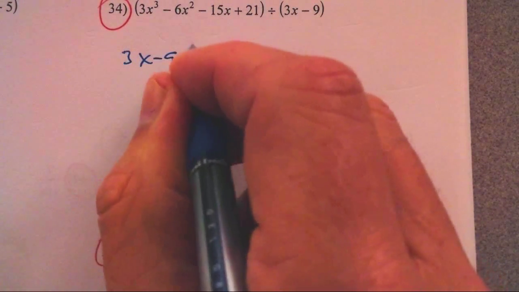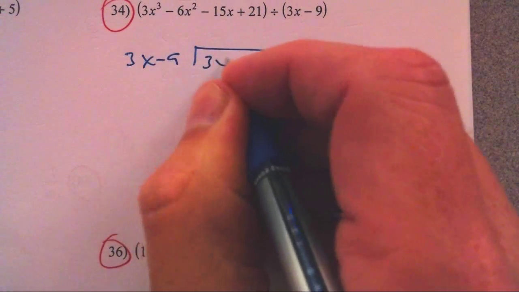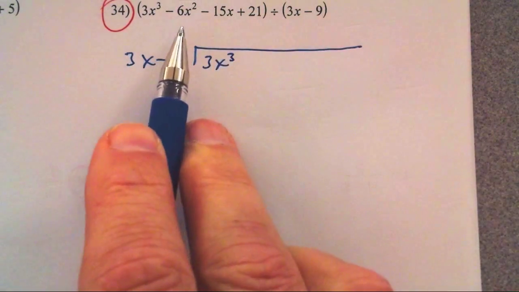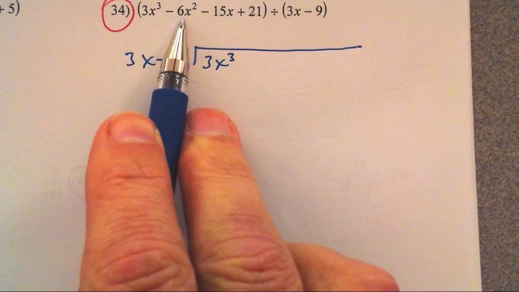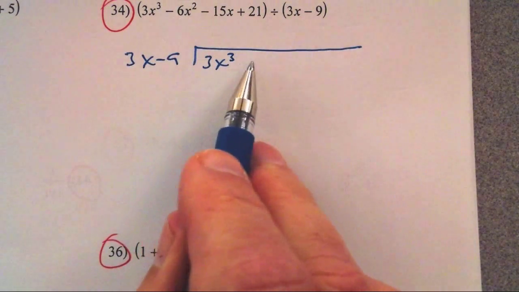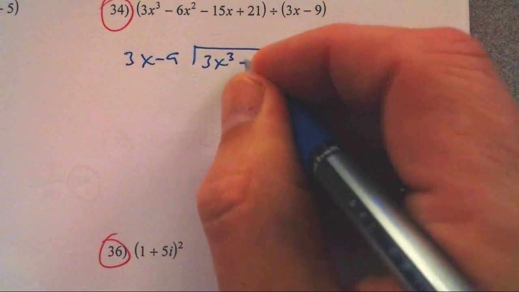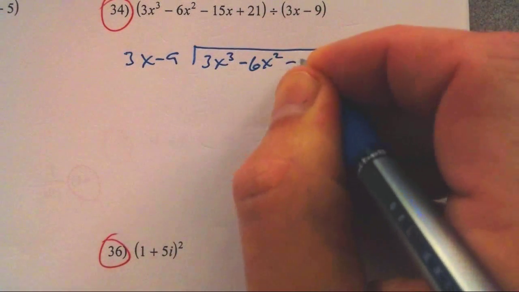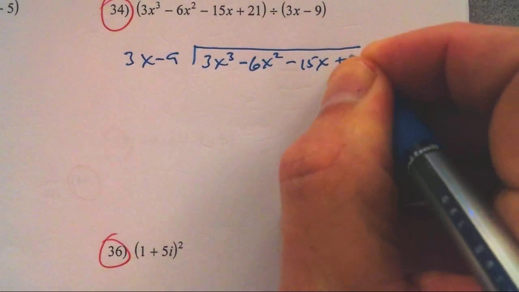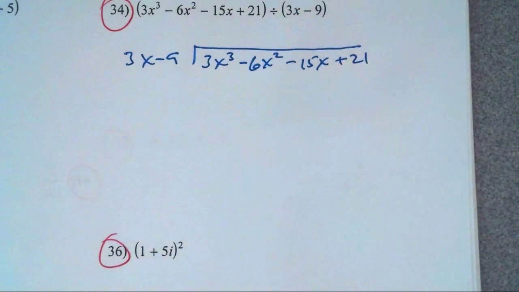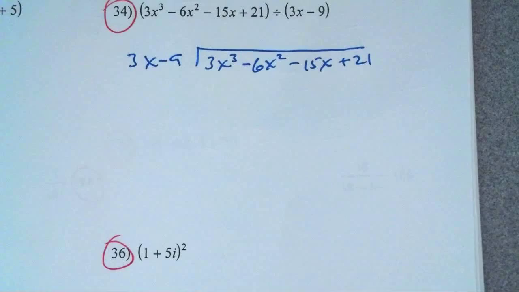3x minus 9 into 3x cubed. Now, just as a side note, if there were no x squareds here, I would put 0x squared. We need to have all the holes filled, but everything's filled. We've got x squareds, we've got minus 15x's, and a plain old plus 21. I think after seeing a couple of these, you guys are sharp. This isn't going to be a problem.